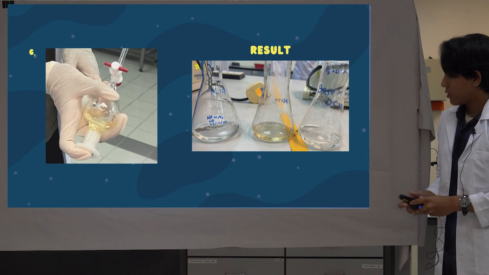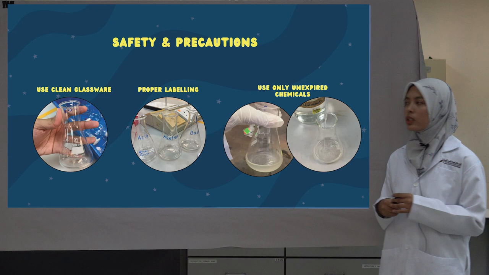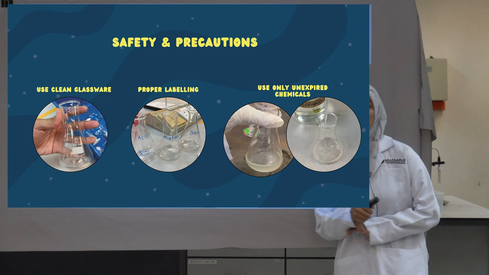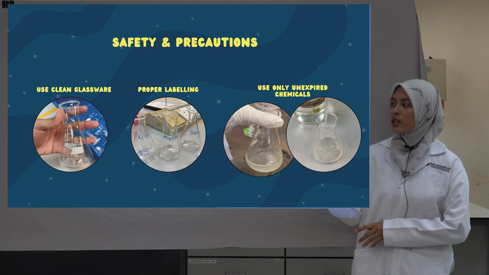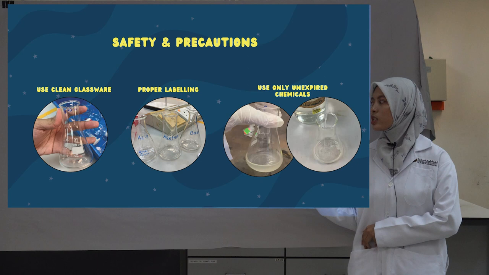So the next one is safety and precaution. For safety and precautions of the experiment, the first one is we need to wear PPE, personal protective equipment, including lab coats and gloves, to protect our hands against chemical splashes and spills. Next, we need to use clean glassware and separate spatulas for different compounds to avoid any contamination during the experiment. The next one is proper labeling. We need to label the flasks properly to avoid any confusion and unwanted exposure.